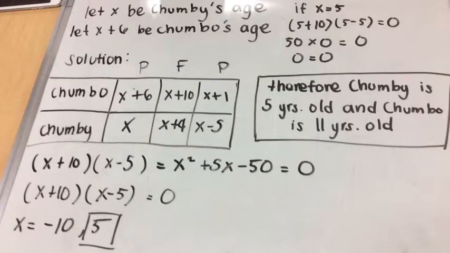If we substitute x with 5 in the given equation above, we get that 5 plus 10 times 5 minus 5 equals 0. And that is indeed right, as we know that 50 times 0 equals 0. 0 equals 0. Therefore, Chumby is 5 years old, and Chumbo is 11 years old.